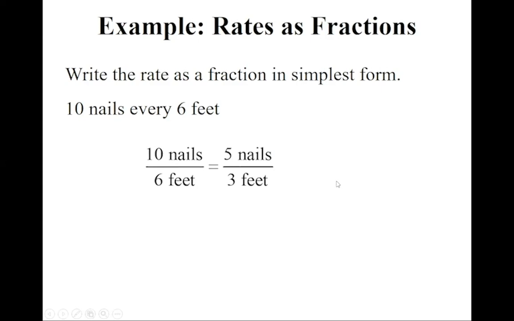Ten nails every 6 feet would set up the ratio of 10 nails to 6 feet. The 10 over 6 reduces to 5 over 3, but nails and feet don't cancel each other out. We're left with 5 nails to 3 feet.